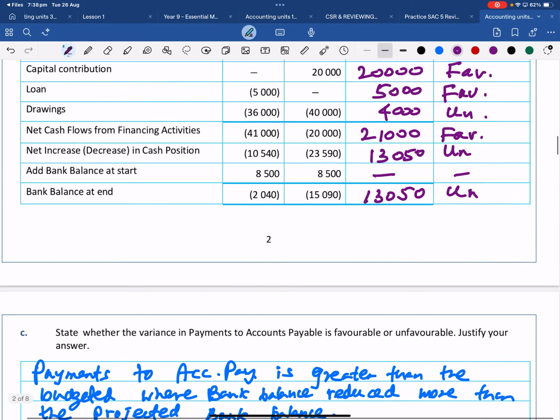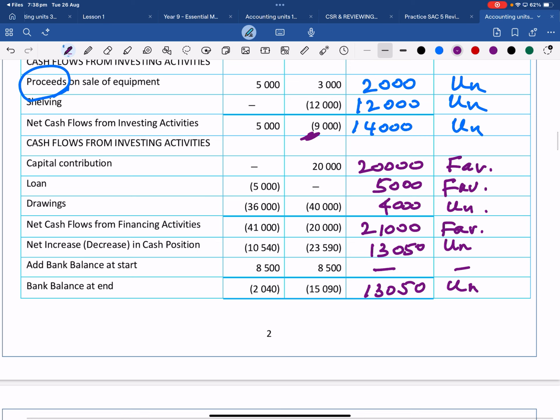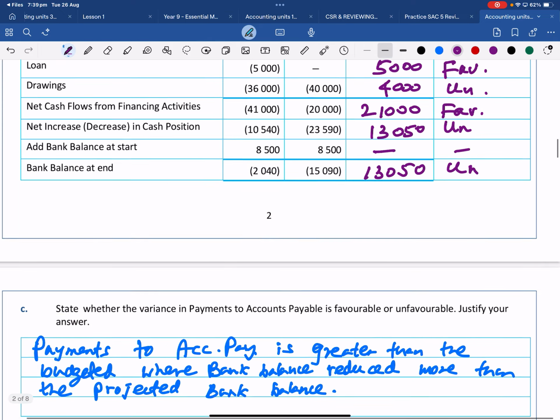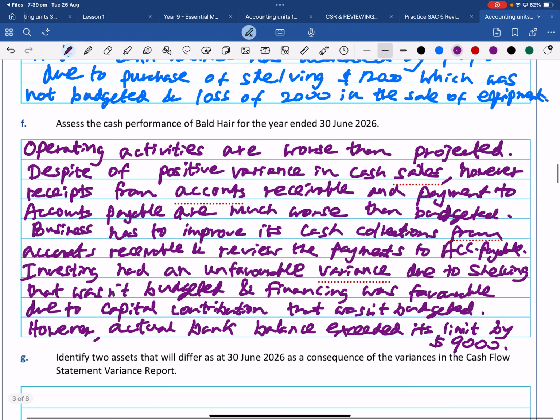How much was the actual balance, guys? This one. 15,090, right? Bank balance negative, but the limit is how much? 6,000. Yes. So that means they have gone 9,000 beyond the limit. Yeah, 90, that's fine, if you only have it right in 9,090.